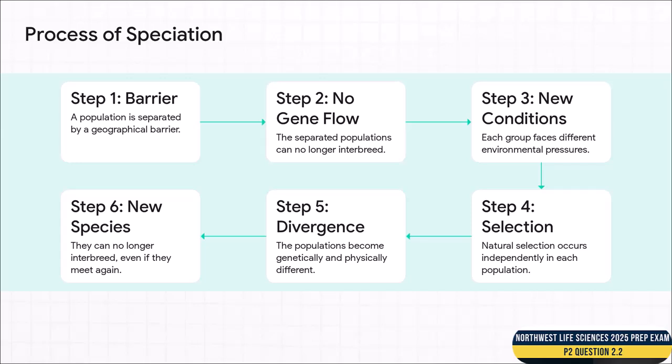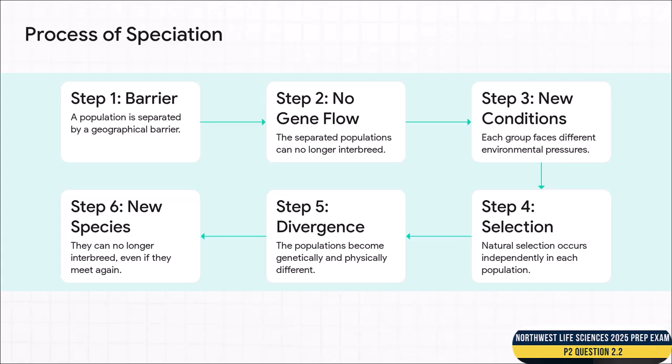And think about it, the environment in Africa is pretty different from Australia, right? That means you have different selection pressures. So natural selection starts working its magic independently on each group, favoring different traits needed to survive in their new homes. Over millions of years, these groups become so different, both in their genes, which is genotypically, and in how they look, which is phenotypically, that even if you magically brought them back together, they couldn't interbreed anymore. And boom, just like that, you have 2 new species.